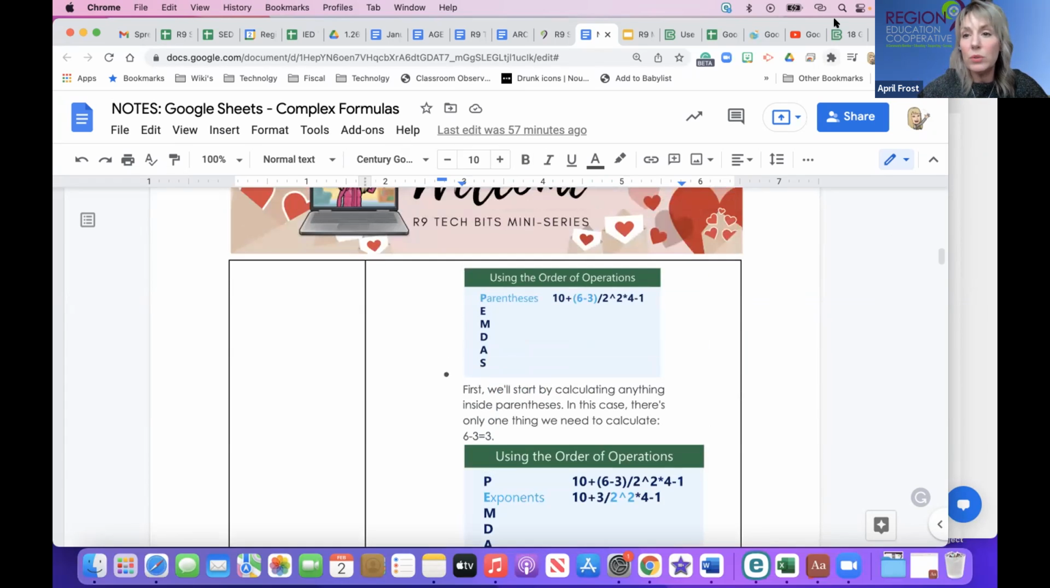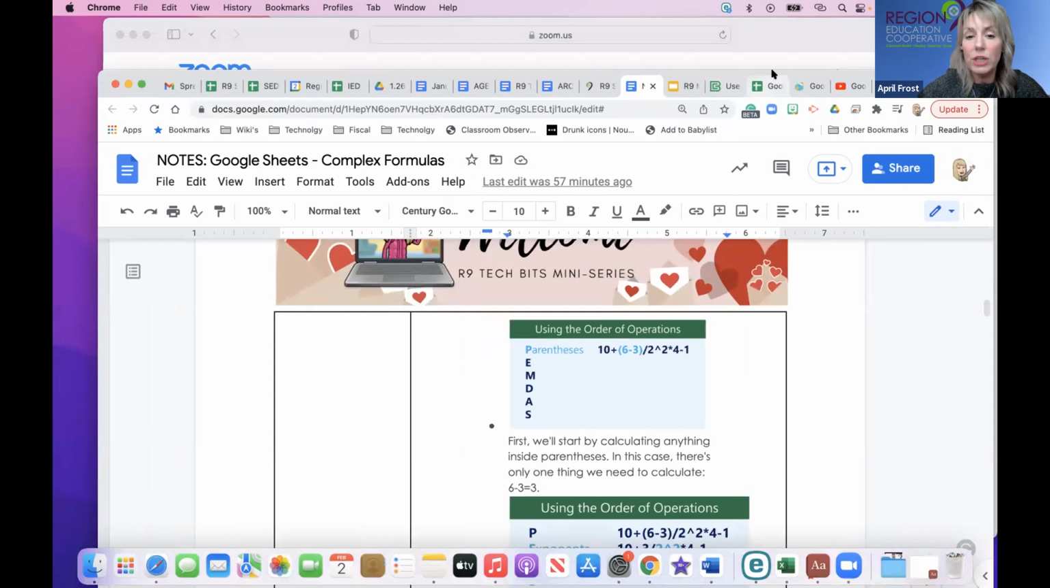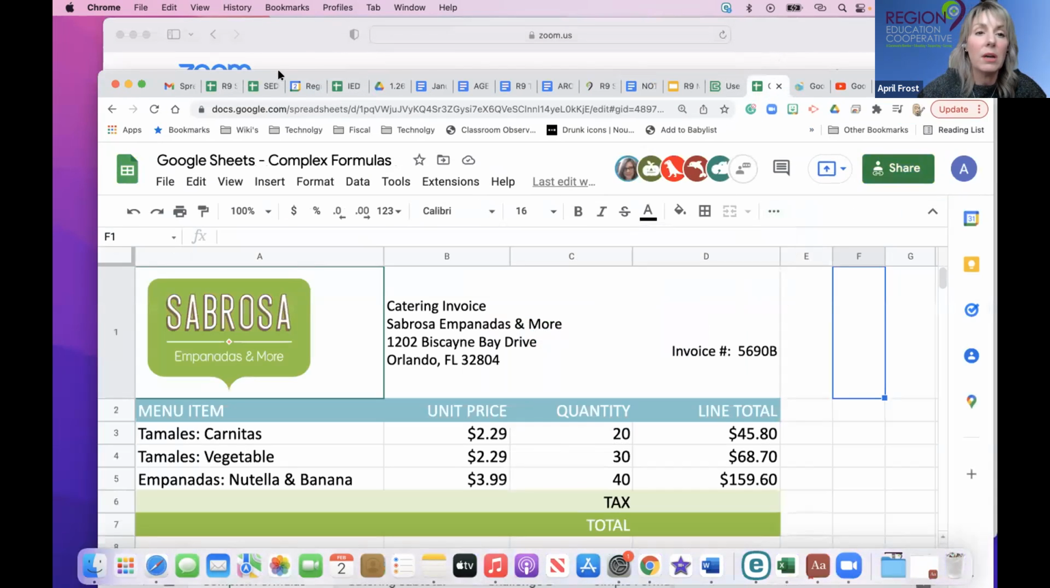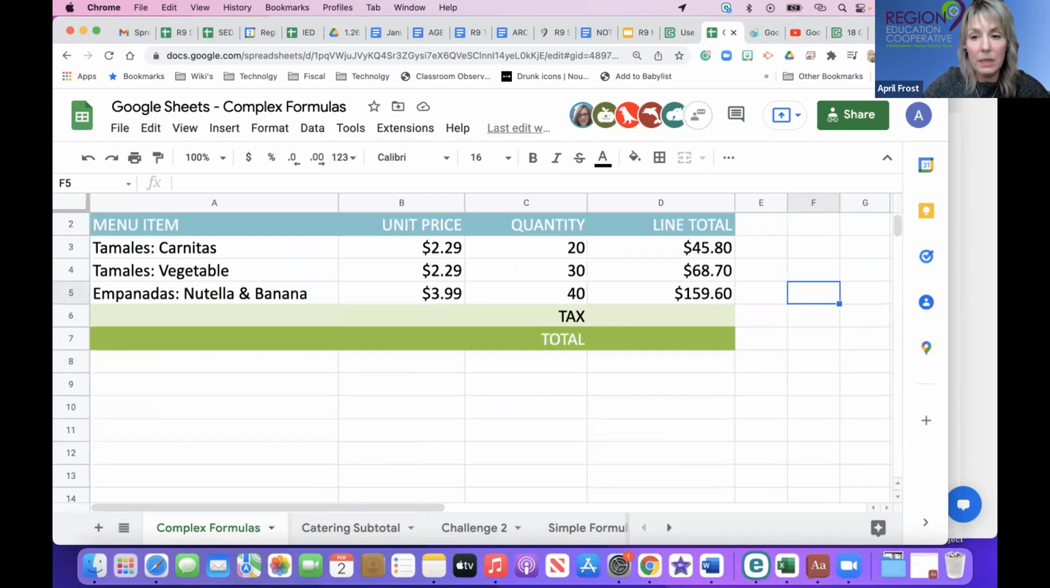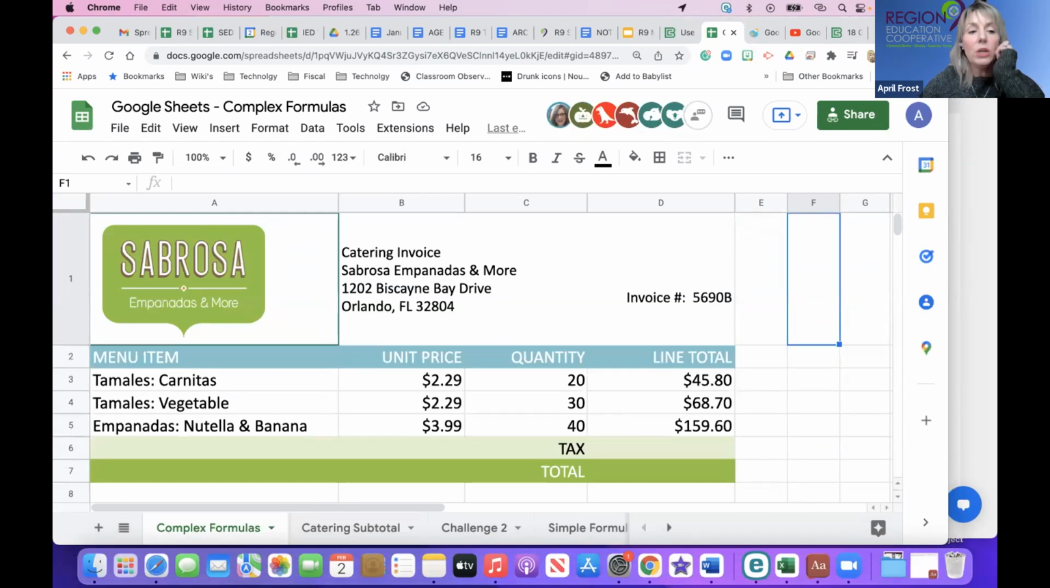If we can go to the Google Sheet that we have today, I have a couple of little lessons for us to play with. I noticed a lot of you are already in there. I'm sorry, I can't tell who's who, but at least we're able to get in. This is a simple catering invoice, and of course we have our unit price, our quantity, and our line totals. This is already formulated out, if you notice, with a simple formula.